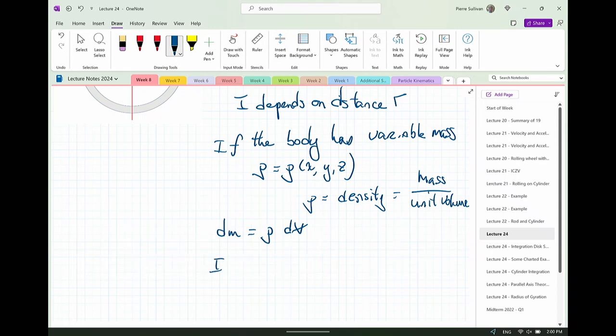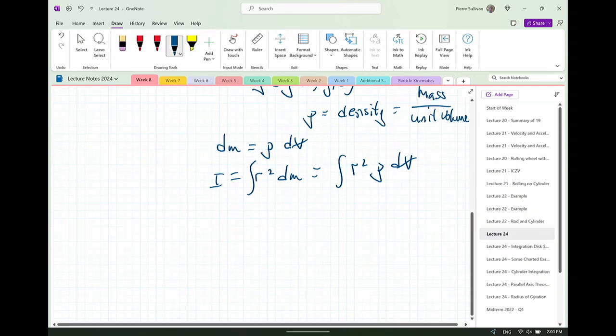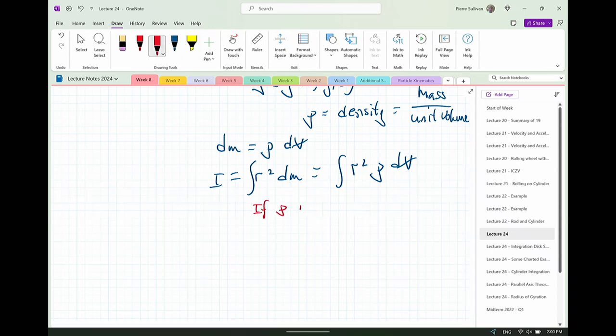So I can say I is equal to the integral of r squared dm, which equals the integral of r squared rho dV. And if rho is constant, which we're going to deal with mostly, you end up with I equal to rho times the integral of r squared dV.